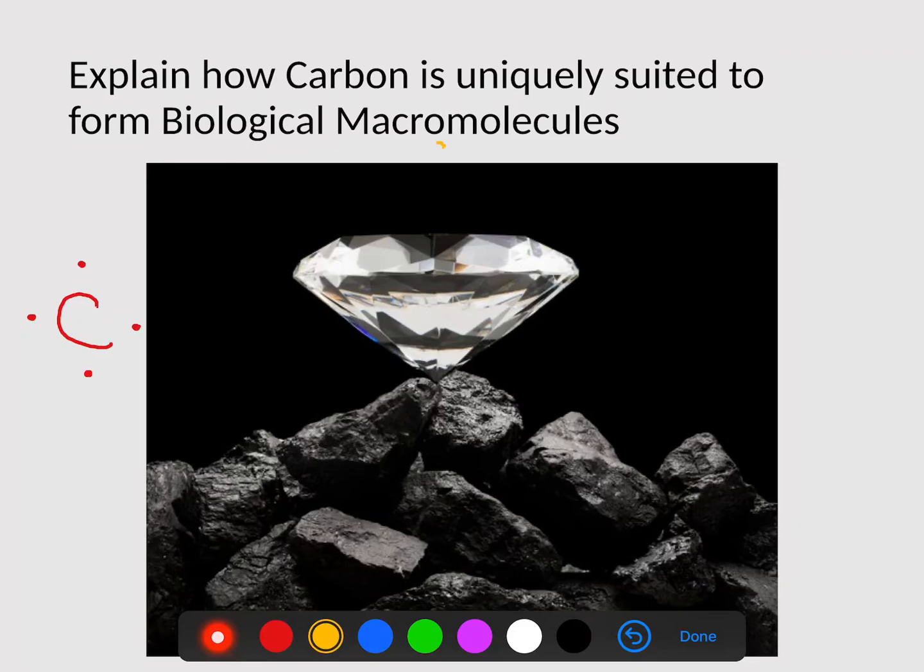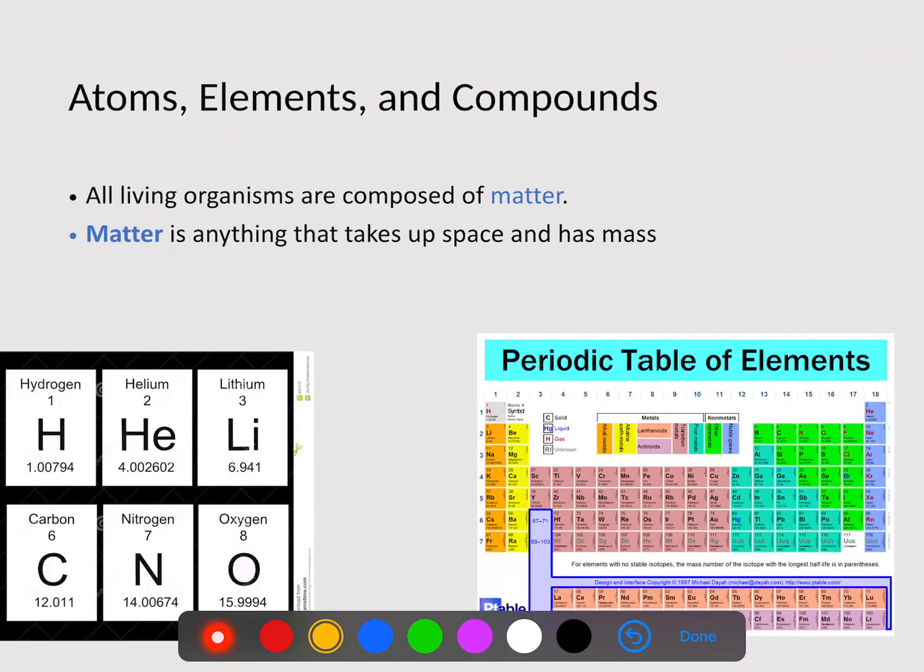And we're talking about macro, that's a key word. Macro just simply means very large. And molecules, obviously, are just molecules that we have here. So again, we're looking in this chapter at large molecules made of carbon.